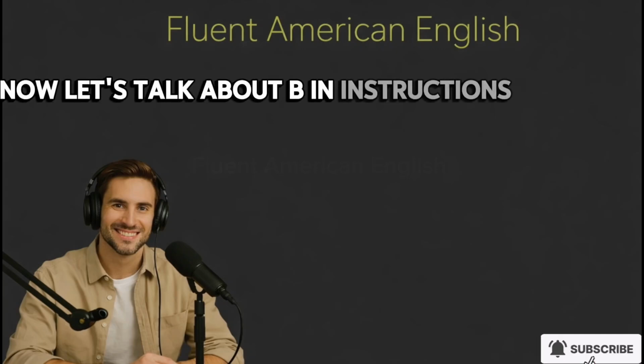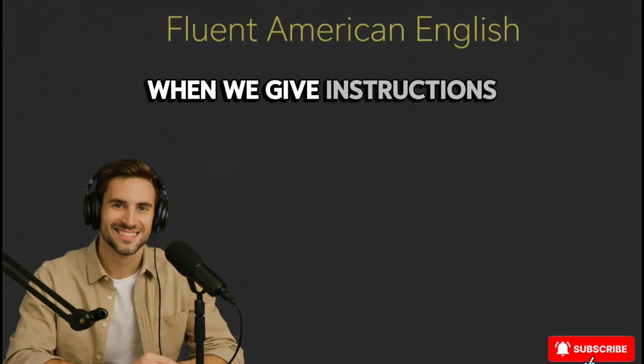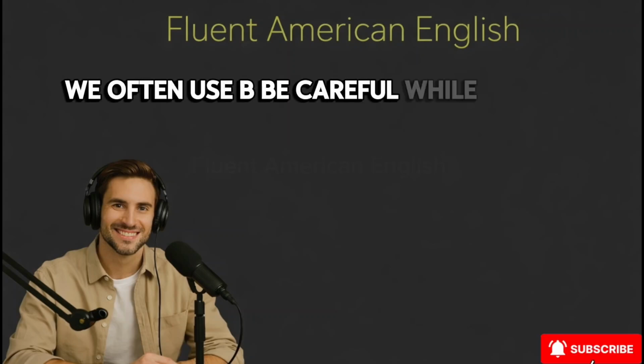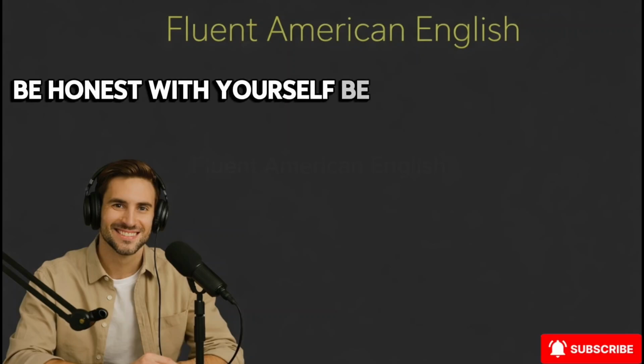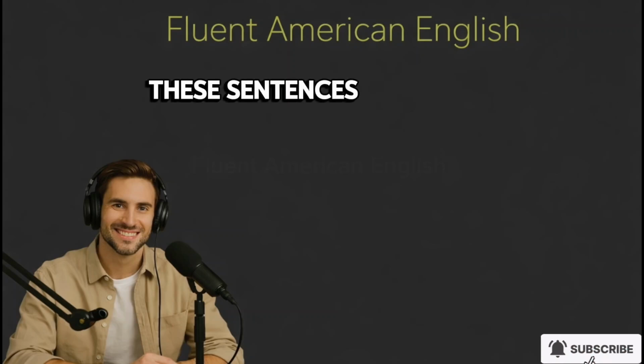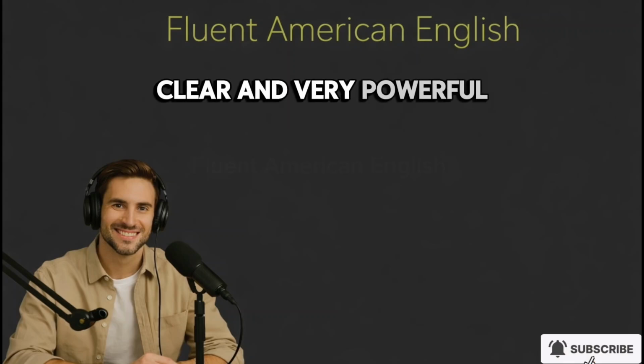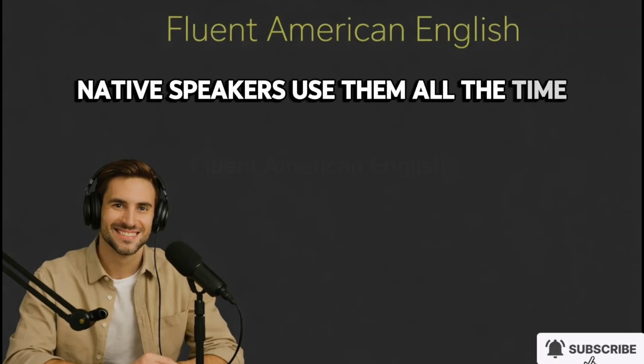Now let's talk about be in instructions and rules. When we give instructions, we often use be. Be careful while driving. Be honest with yourself. Be quiet in the library. These sentences are short, clear, and very powerful. Native speakers use them all the time.